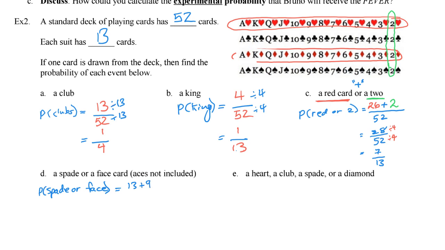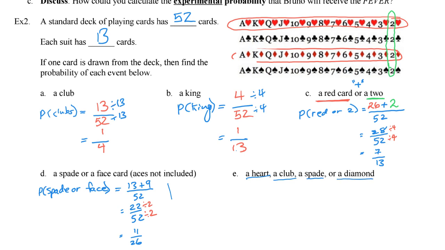So we're going to add 9 more cards, and then we divide that by 52, and then we end up with 22 over 52. Now 22 over 52 can both be divided by 2, which gives us a final answer of 11 over 26. And so now let's take a look at playing any suit. So in this case, we have a heart, a club, a spade, or a diamond.